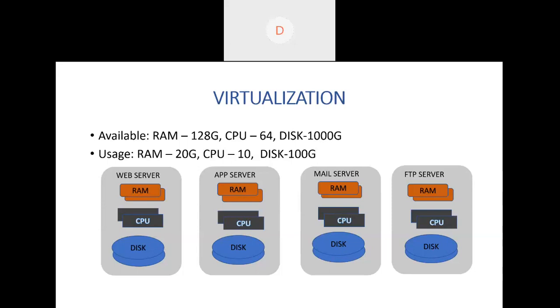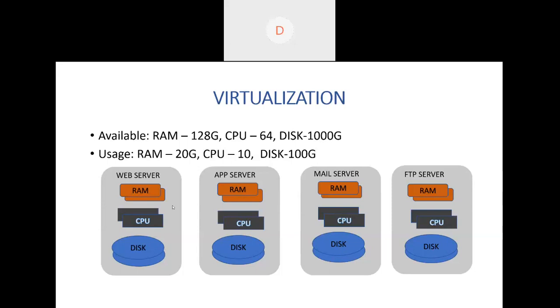In virtualization, you basically deal with the hypervisor. The hypervisor is an application that runs on the bare metal server. When we say bare metal server, it's a physical server that has the disk space, CPU, and RAM. And the hypervisor also manages the VMs. VM means virtual machines.